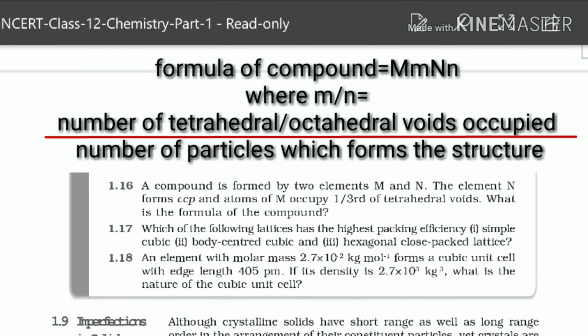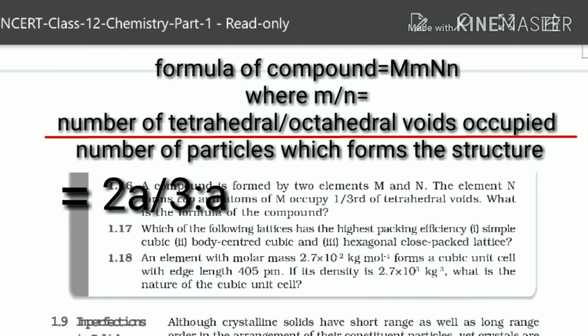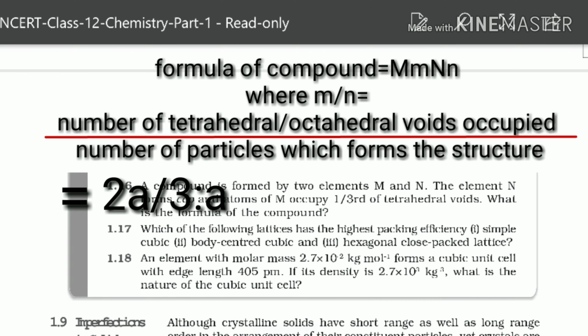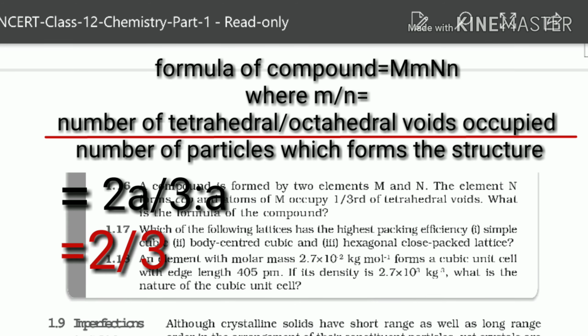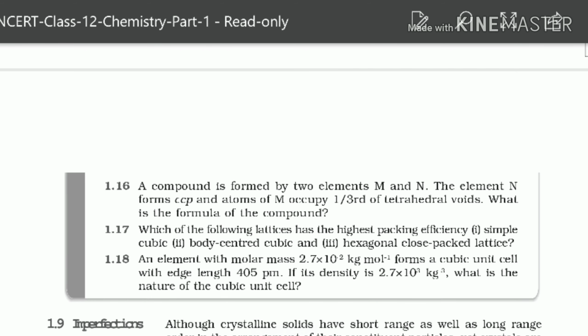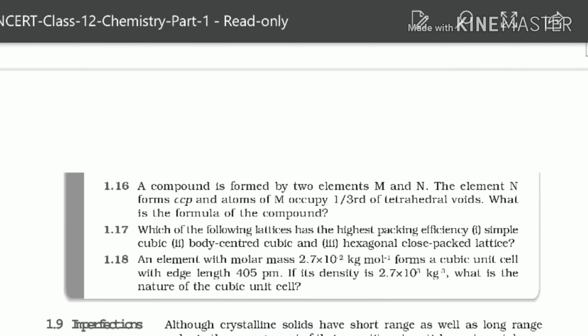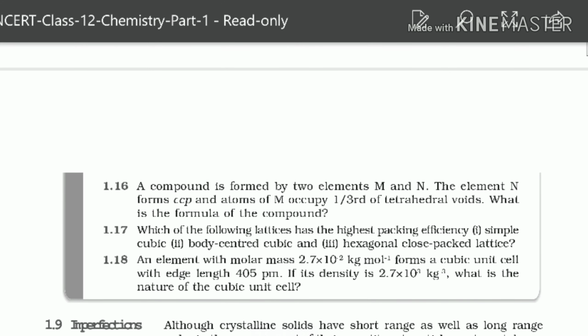So let us divide 2A upon 3 by A. A was the number of atoms which form the CCP and 2A upon 3 is the number of tetrahedral voids which are occupied. So the answer will be 2 by 3. Hence the formula is M2N3. By solving one or two similar type questions, you can get a clear idea of solving such questions just by looking at them. We must now move to the next question.